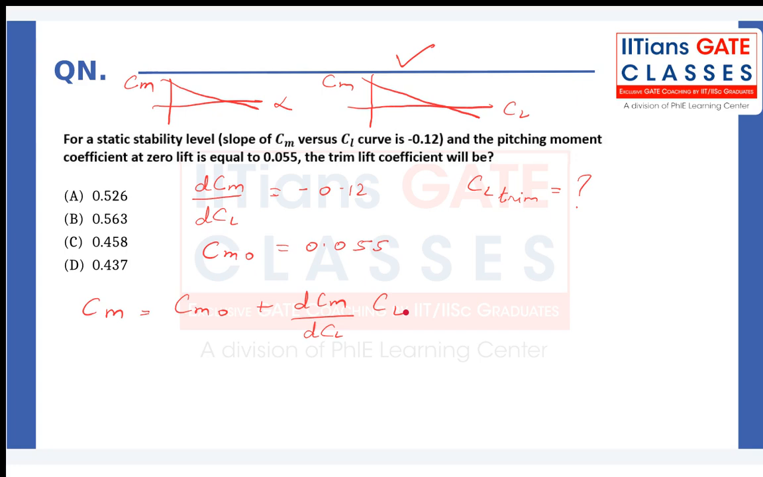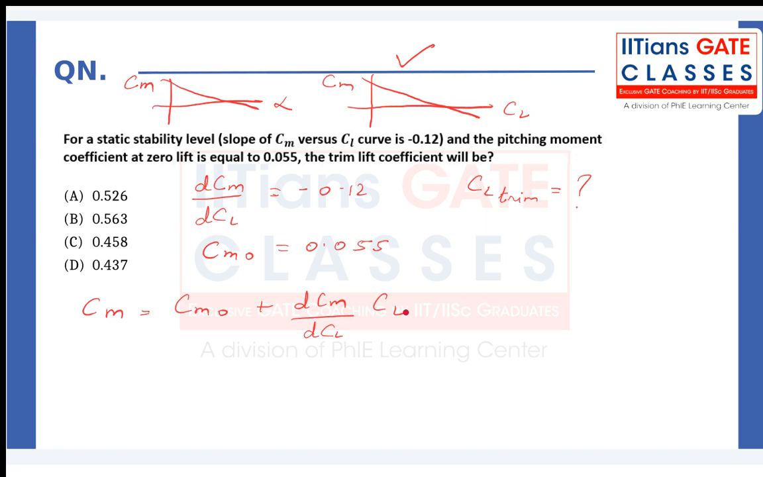Remember that although the two graphs are similar in nature, the values of CM naught will not be the same, all right? Slope and CM naught, both of them will not be the same. They just have a similar pattern. Just a few more seconds, then we'll try solving it. CM naught is given to you, slope is given to you. They've asked you to find the value of CL at trim. All right, a couple of people have already solved it. So let's go about it.